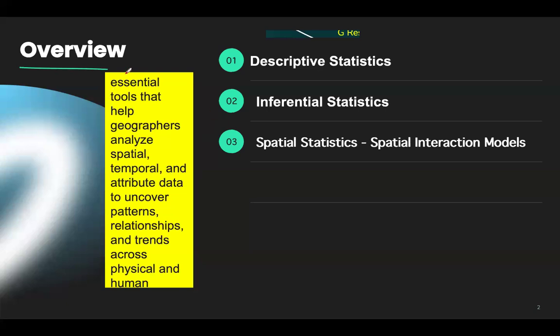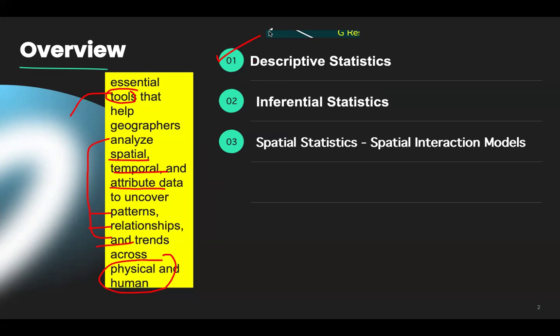These are essential tools that help geographers to analyze spatial, temporal, and attribute data to uncover patterns, relationships, and trends across physical and human relationships. So these are three things: tools to analyze certain patterns across physical and human interactions. Here there are seven such methods.